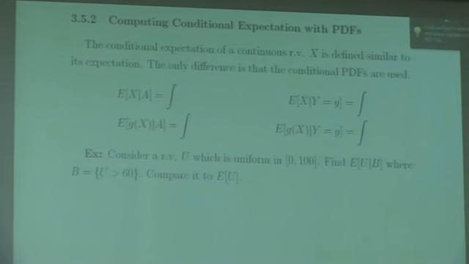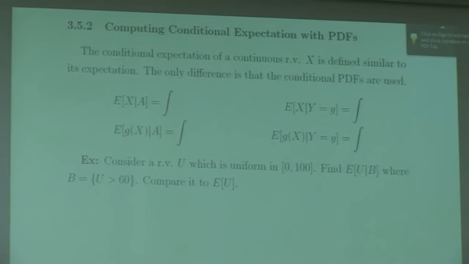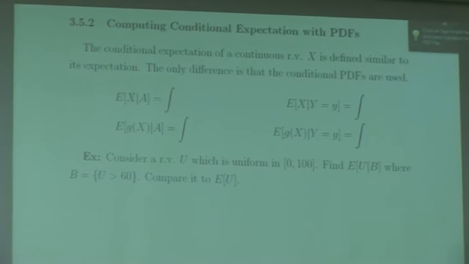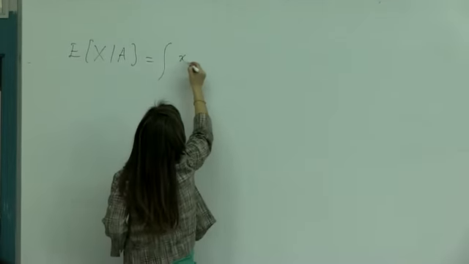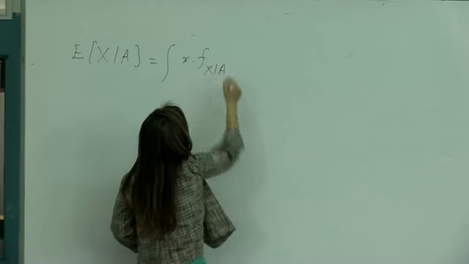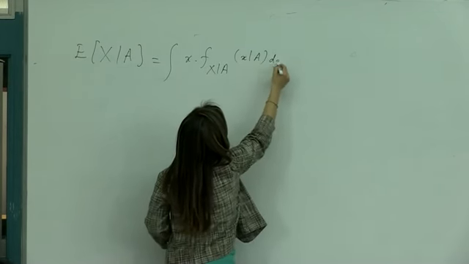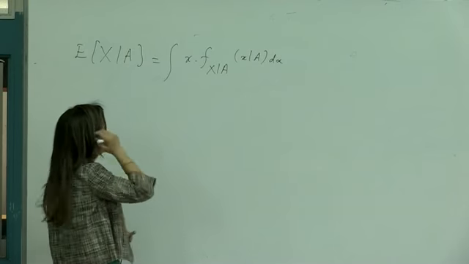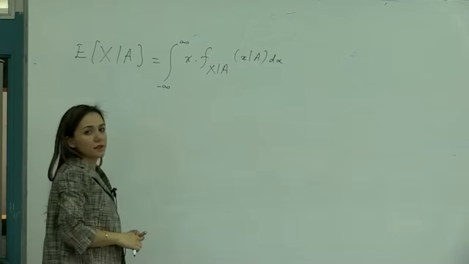So I suggest you fill in the integrals, these 4 integrals here. Let's do that together. The expected value of X given A is the integral of x times the conditional PDF f_{X|A}(x|A) dx, right? This integral is computed from negative infinity to positive infinity.